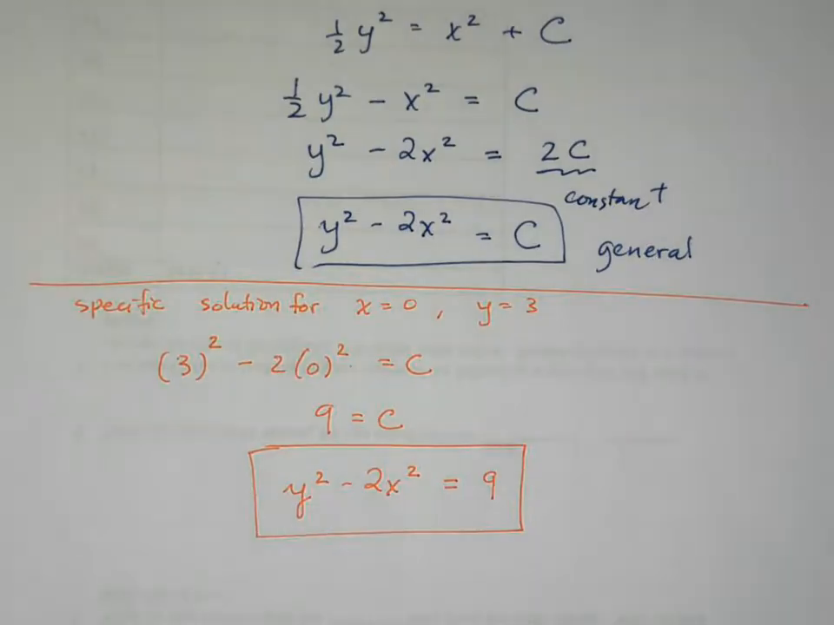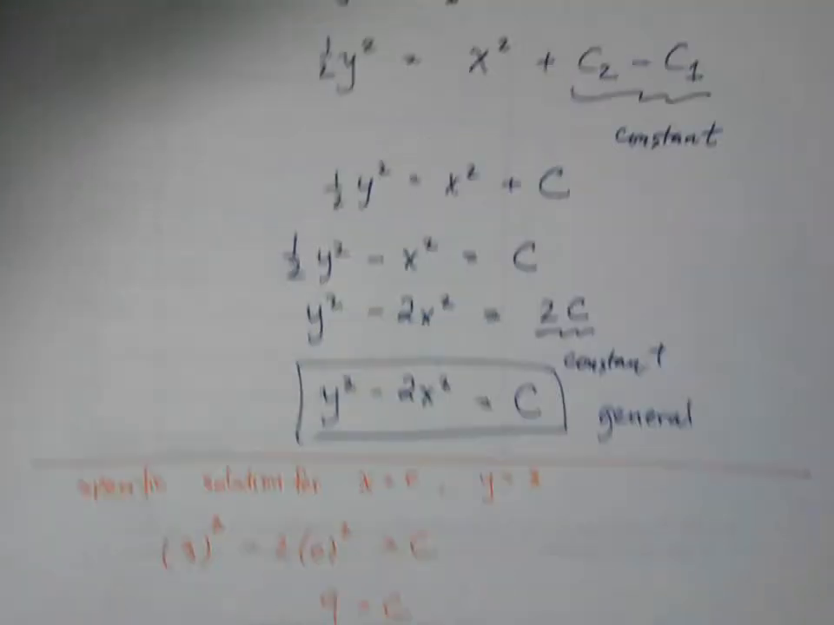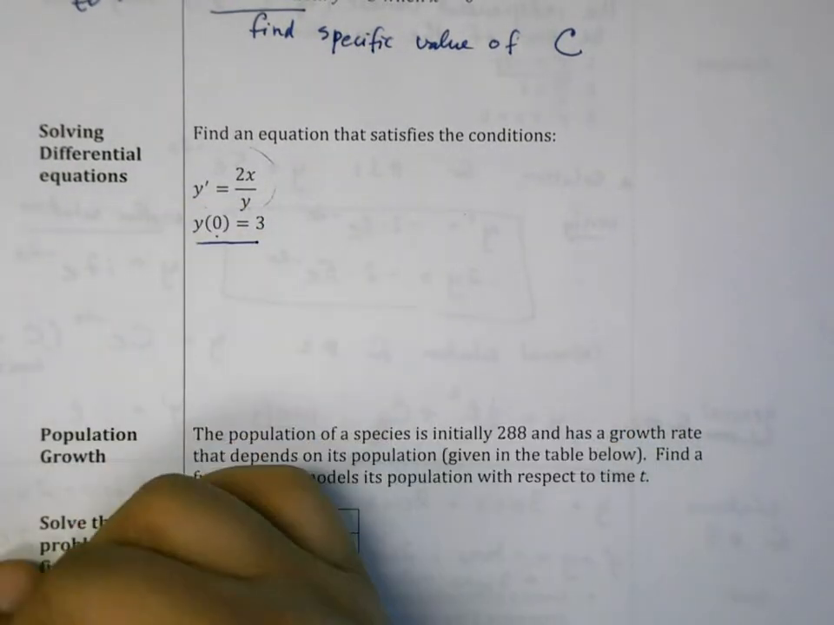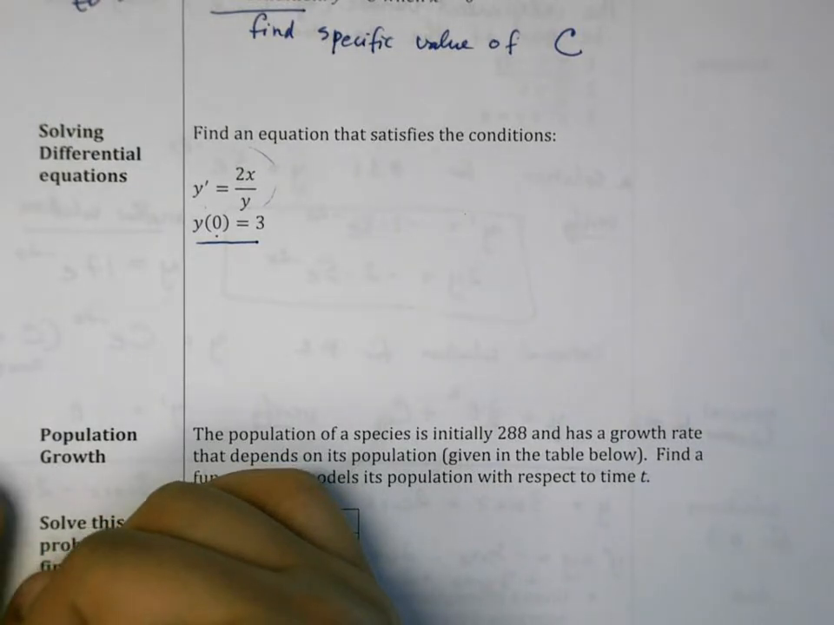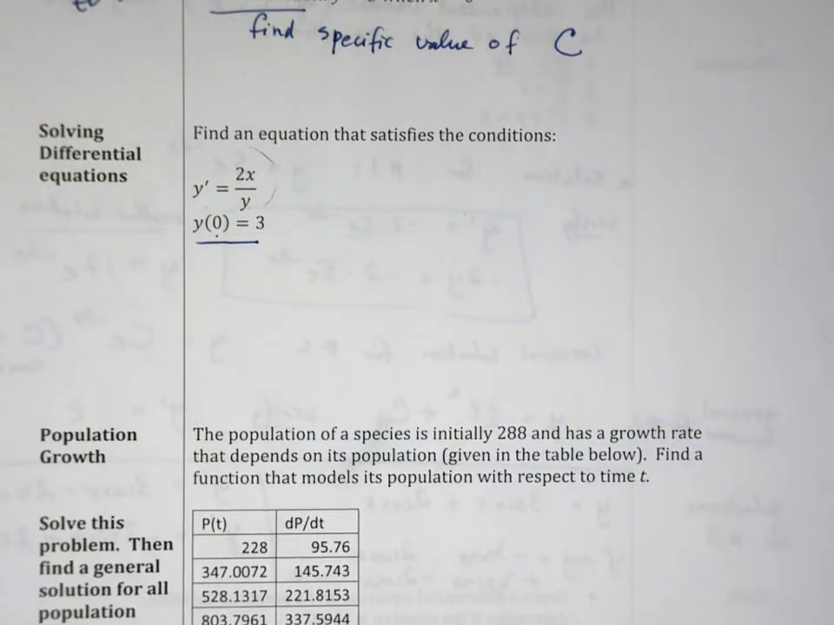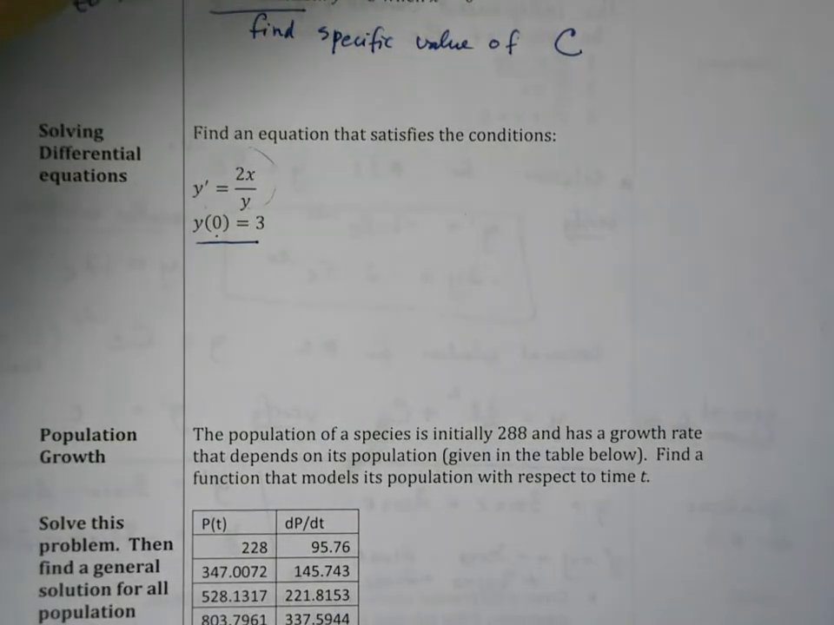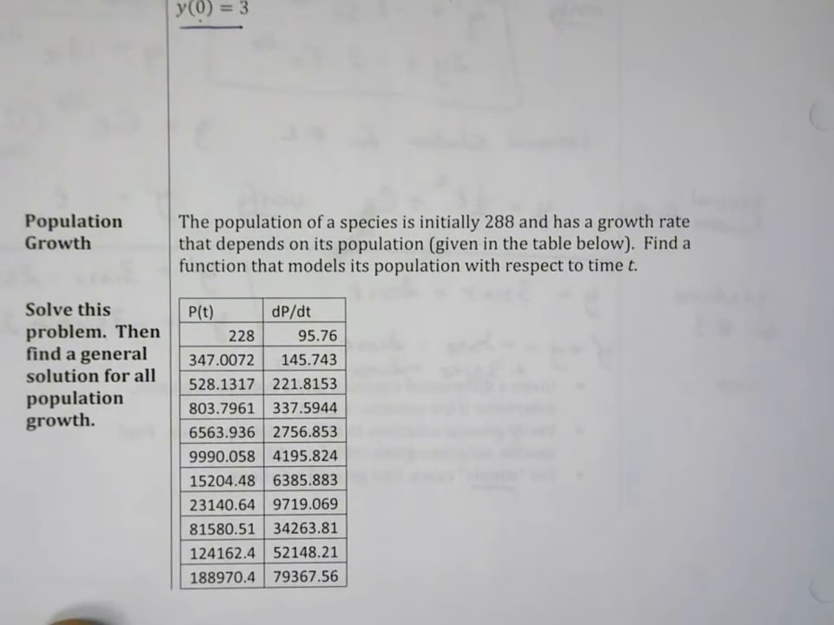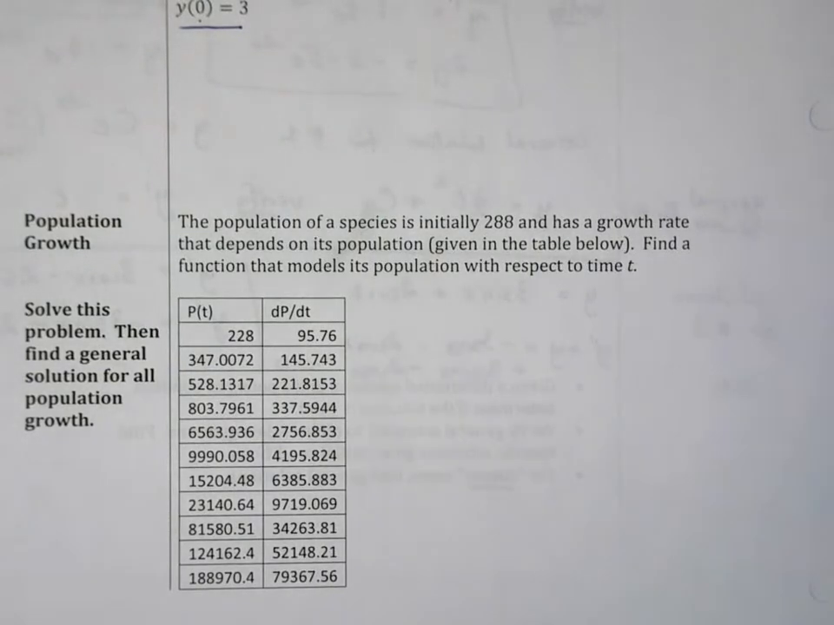Okay. So what we've done here essentially is given some sort of relation between the function y and its derivative, we can somehow figure out the specific function that satisfies this condition. And so far this has been very abstract, so let me give you a very practical problem here. Okay. The population of a species is initially 288 and has a growth rate that depends on its population given in the table below. Find a function that models its population with respect to time t.